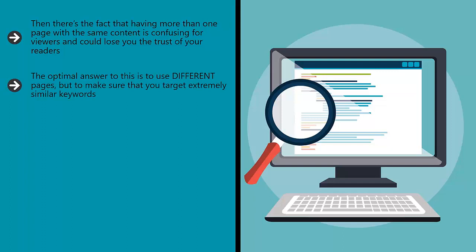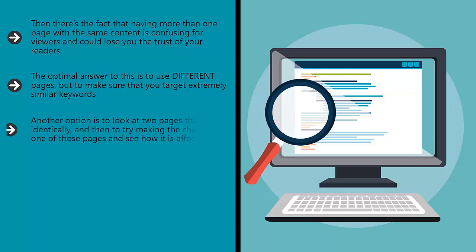The optimal answer to this is to use different pages, but to make sure that you target extremely similar keywords. Use a keyword research tool like KW Finder, www.kwfinder.com, and then target keywords that have similar search volumes and similar KD, keyword difficulty ratings. When you do this, you can try different techniques on similar pages with similar objectives and see which one comes out on top. Another option is to look at two pages that rank identically, and then try making the change to one of those pages and see how it is affected.